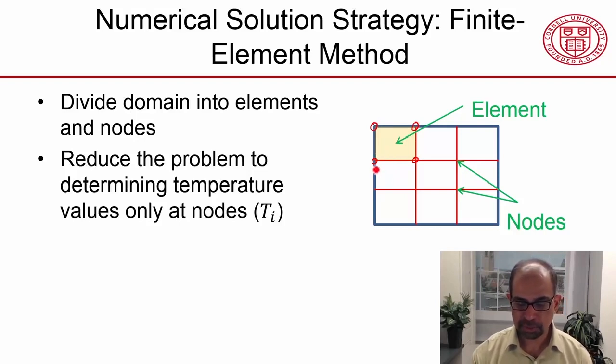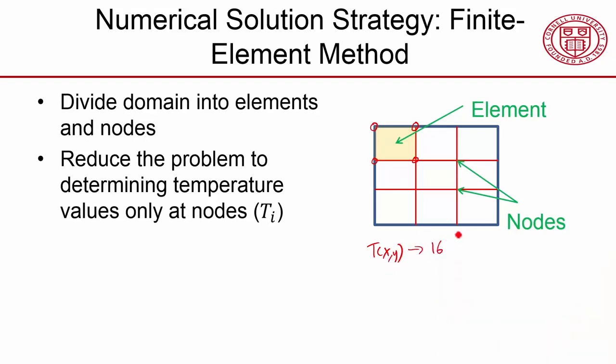And then we reduce the problem to determining temperature only at the nodes. Here I have 16 nodes, 4 times 4 rows of these. So I'm going from determining temperature everywhere, needing to determine a 2-dimensional function, to determining 16 temperature values. And that's a big simplification, and that's the advantage of discretization.